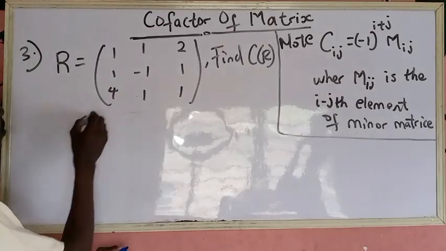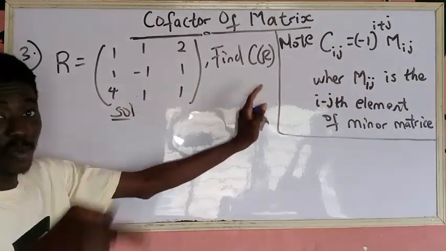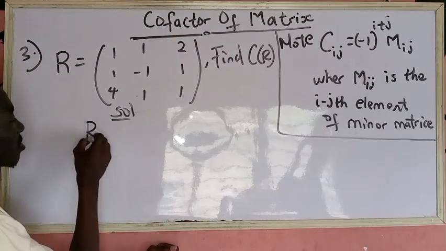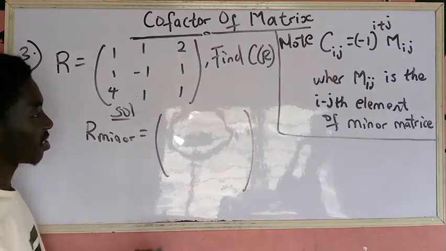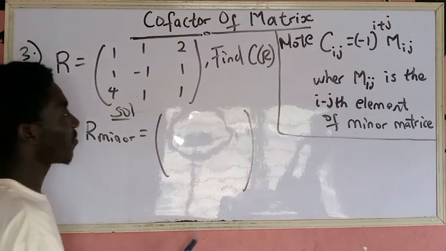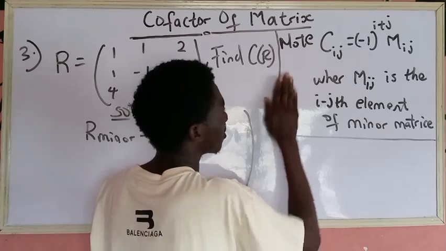Good. So we know we can't look for the cofactor without looking for the minor. Let's find my minor. What does that give me? I have to clean this place. See the definition.